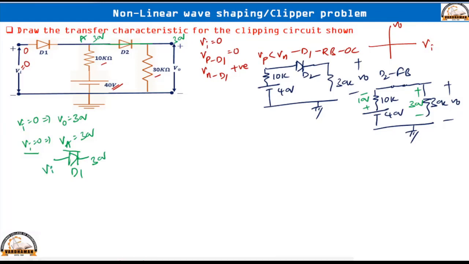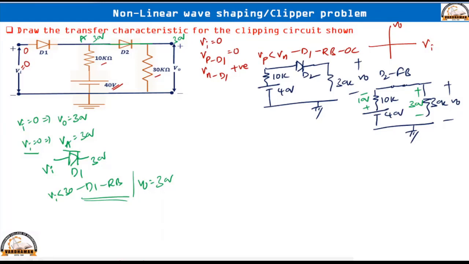So, until what voltage of the input will diode D1 be in reverse bias? If you apply VA less than 30 volts, diode D1 is in reverse bias only. Not only for VA equal to 0, you apply 1 volt, 2 volts, 3 volts, up to 30 volts, diode D1 is under reverse bias only, because the inside voltage is 30. So, if the P side voltage, that means the input voltage, is less than 30, diode D1 will be in reverse bias only. If it is in reverse bias, then whatever output voltage we got, that is what is happening. That means output is 30.